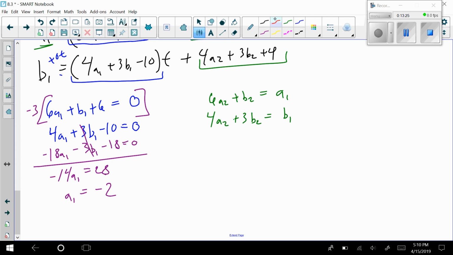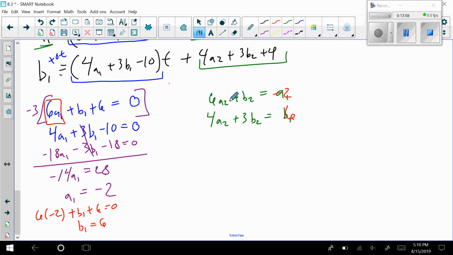And if I take that and I inject it right into a sub 1, so if I put it right here, that would be 6 times a negative 2 plus b sub 1 plus 6 equals 0. Well, that's a negative 12 plus 6, which is a negative 6. That means b sub 1 has to equal 6. Now that I have these, right, I can put a 6 here. I can also put a negative 2 there.